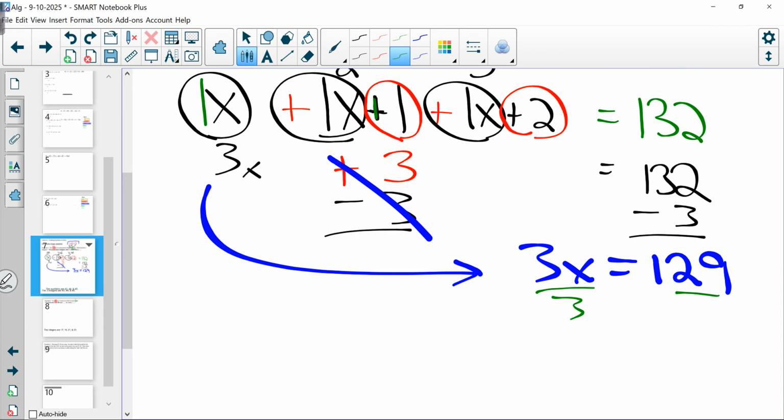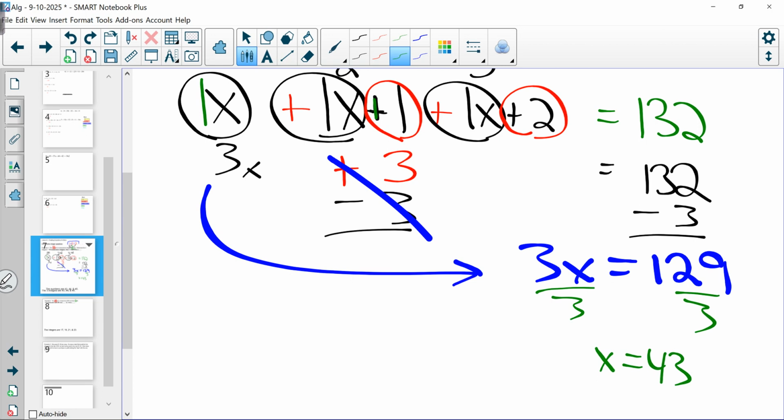Divide by 3, divide by 3. X equals what? 43. That is your small one. Remember the very first number we said, what could we represent the first number with? X. But what did the problem want? 3 consecutive whole numbers that if you add them up, it equals 132.